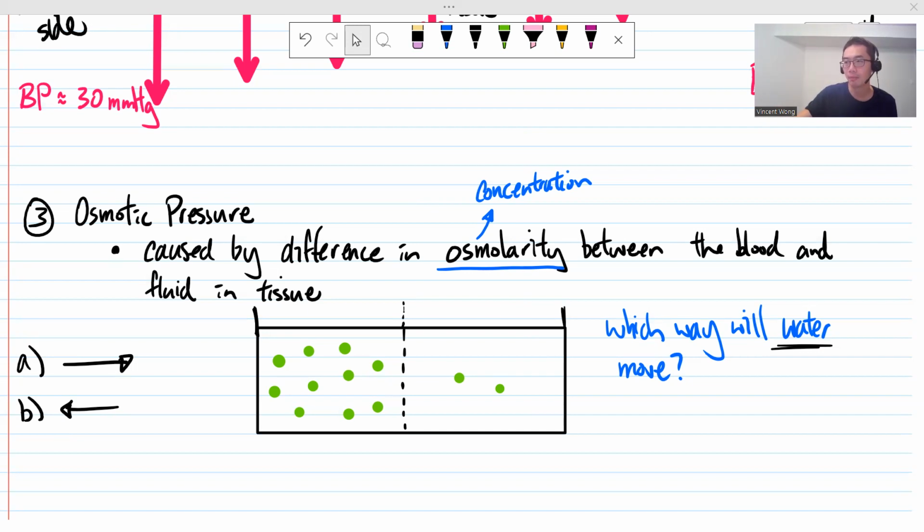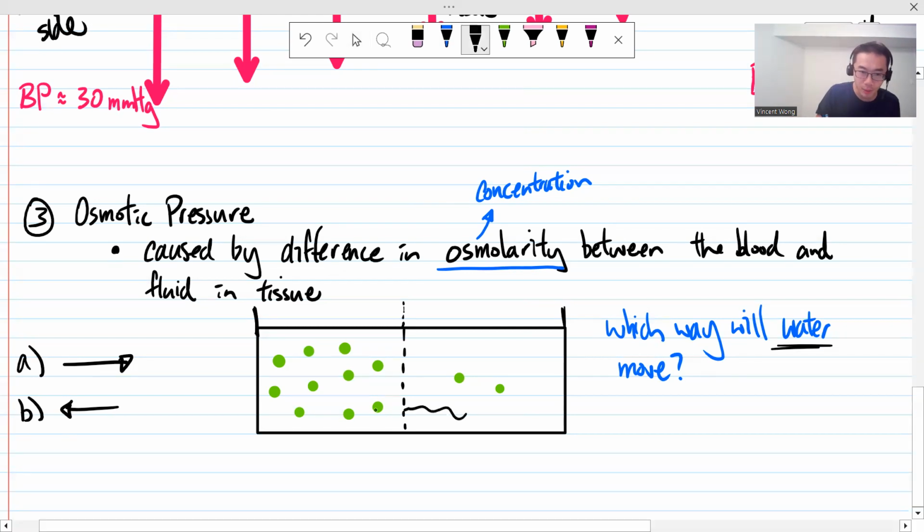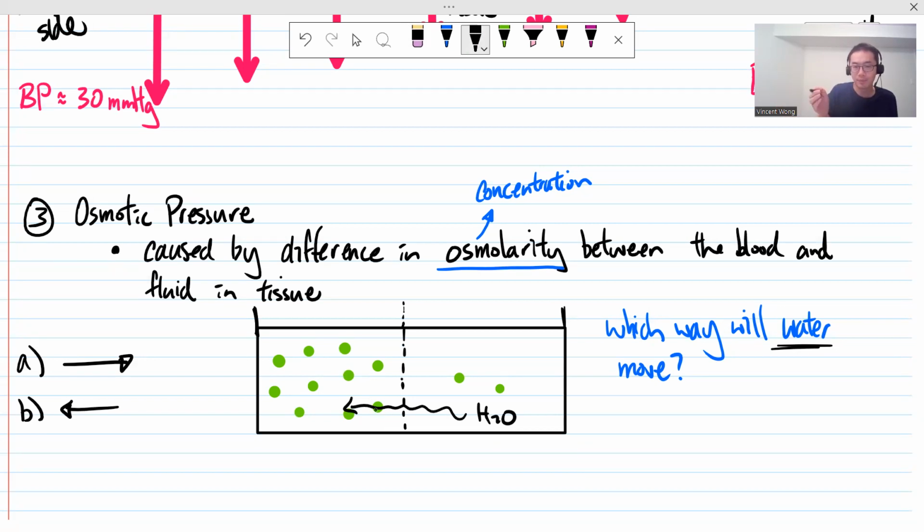Most of you got it right. The water is gonna move this way. Remember the green dots cannot move, because the membrane is very fine. The pores in the membranes are too small for the green dots to move. So the only thing that can move is the water. The water is always going to be sucked towards the more concentrated side.